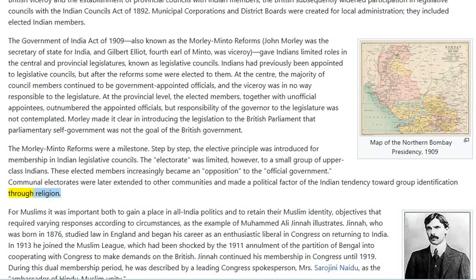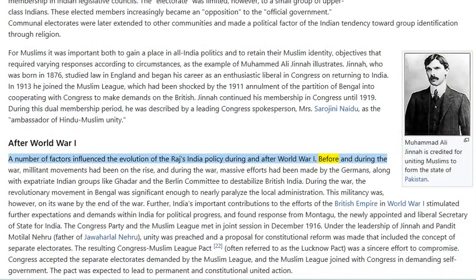After World War I, a number of factors influenced the evolution of the Raj's India policy during and after World War I. Before and during the war, militant movements had been on the rise, and during the war, massive efforts had been made by the Germans, along with expatriate Indian groups like Ghadar and the Berlin Committee, to destabilize British India. During the war, the revolutionary movement in Bengal was significant enough to nearly paralyze the local administration. This militancy was, however, on its wane by the end of the war.